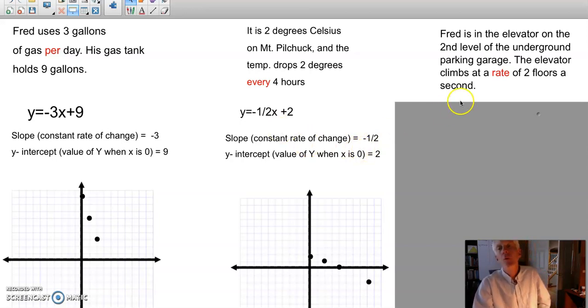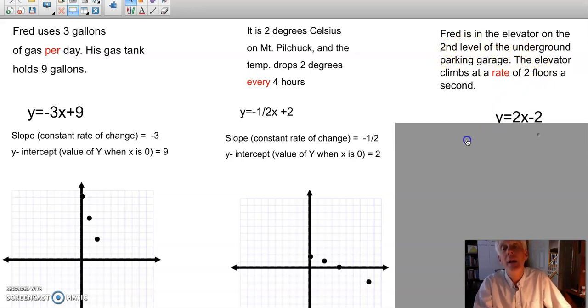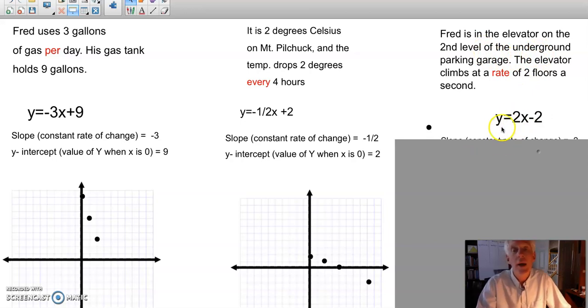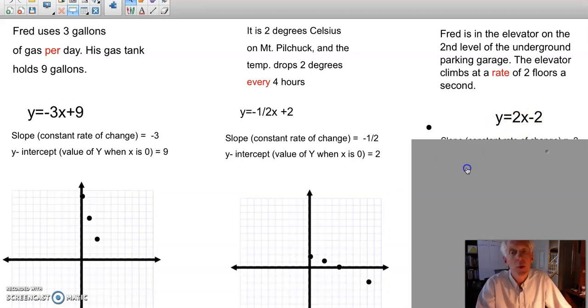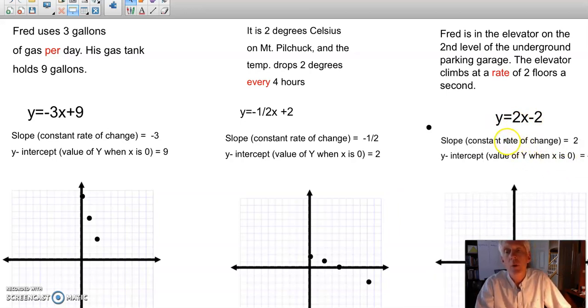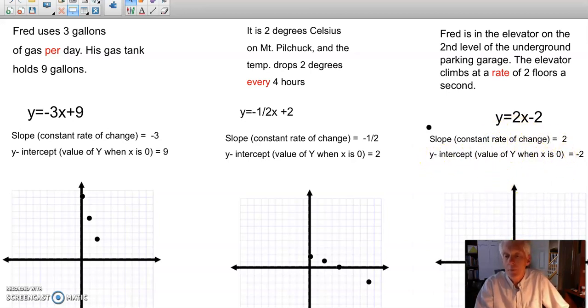One more, Fred. Fred's in the elevator on the 2nd level of an underground parking garage. The elevator climbs at a rate, there's that red word again, climbs at a rate of 2 floors a second. So that sounds like the slope would be 2, and the starting point would be underground, -2. So there's your equation. y equals 2x, 2 is the slope, minus 2. So we can graph this the same way we have graphed the other ones. The y-intercept is -2.